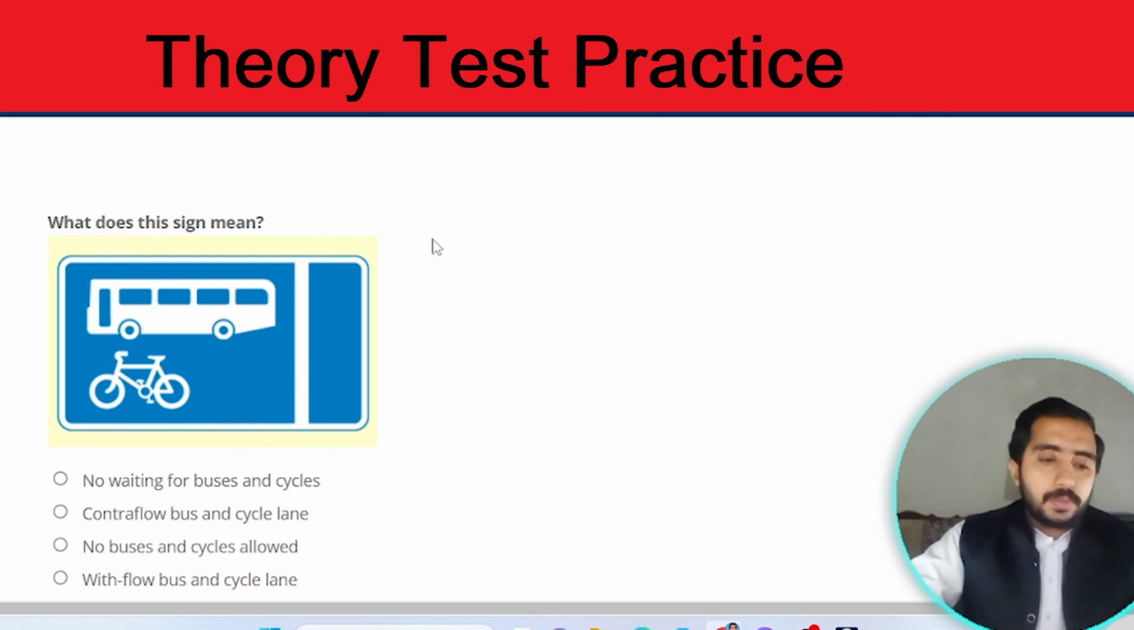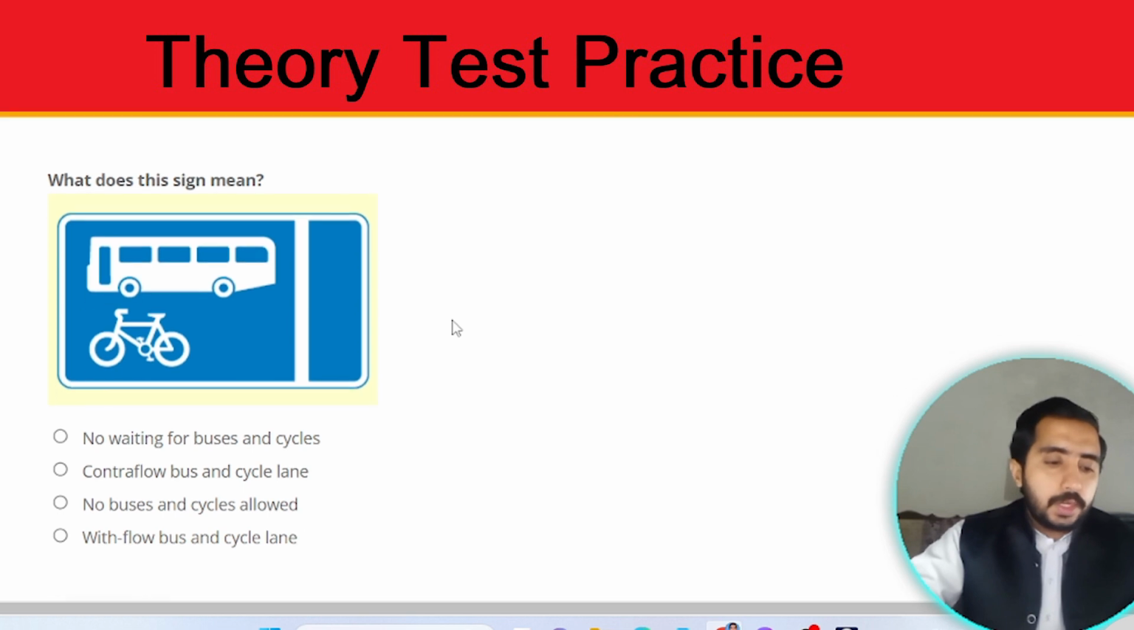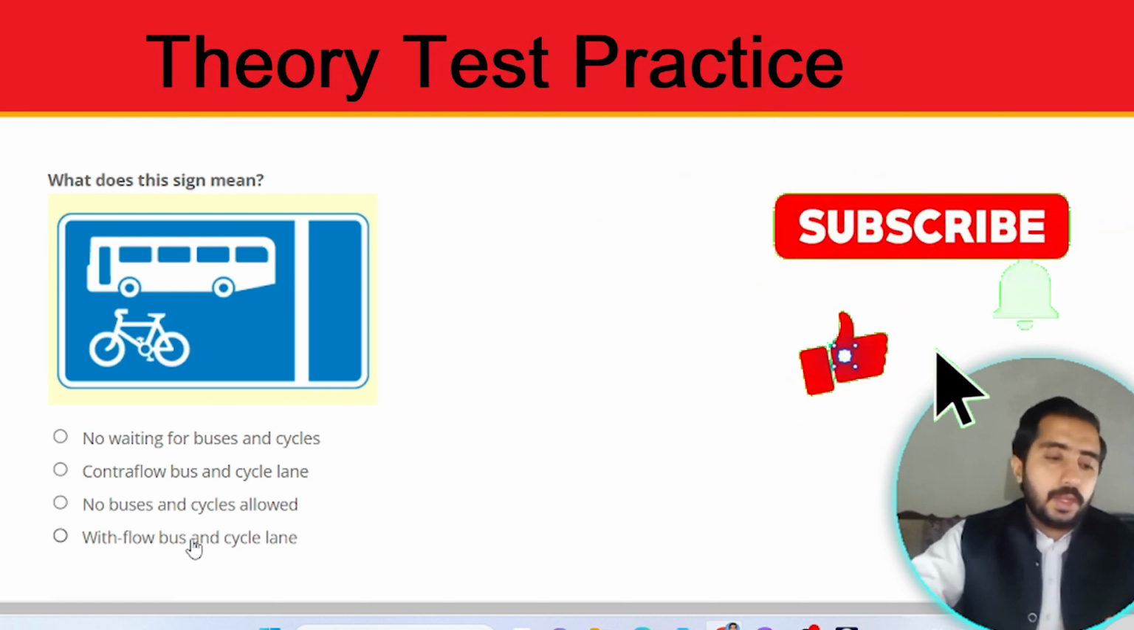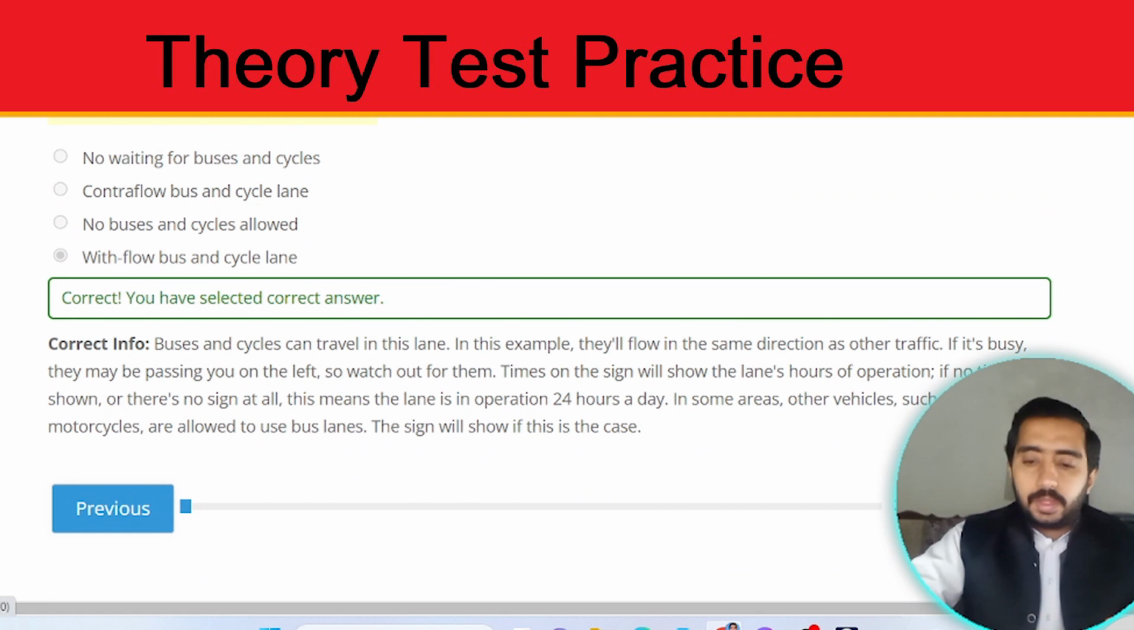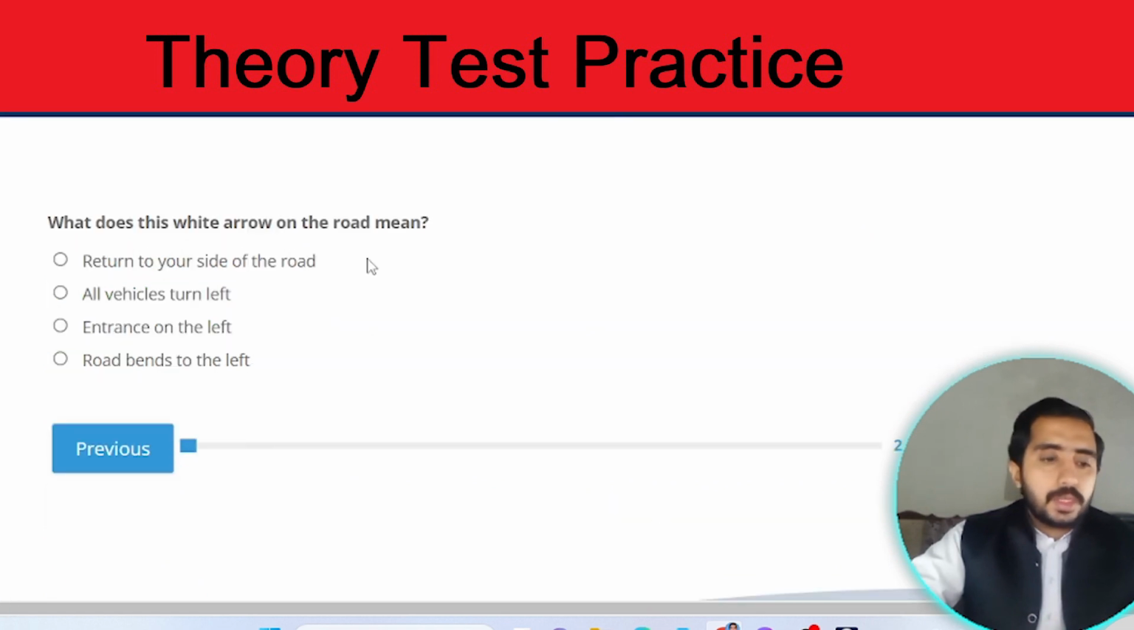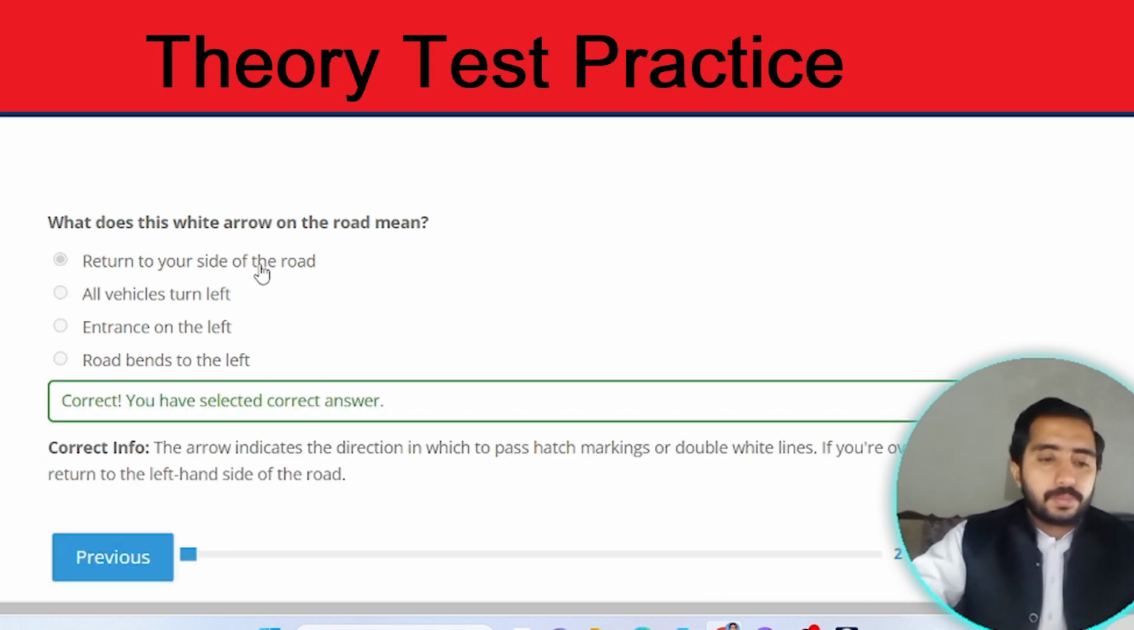What does this sign mean? This sign is actually represented by no buses and cycles allowed, with a bus and cycle lane. Option D is the correct one. Next. Our next question is, what does the white arrow on the road mean? Actually, the white arrow means return to your side of the road.